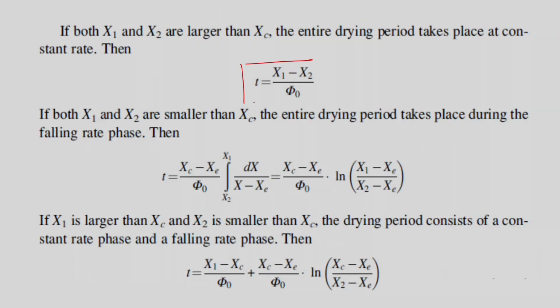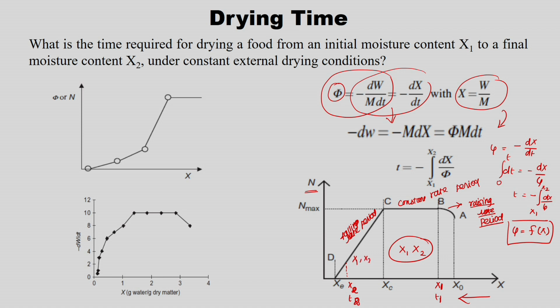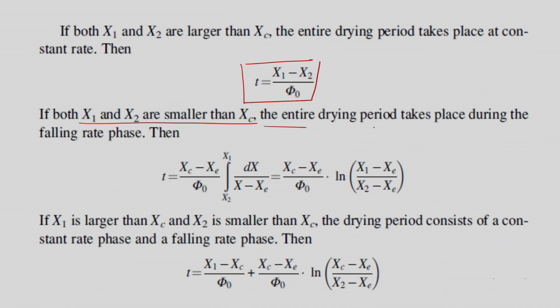The total drying time in the constant rate period is x1 minus x2 upon phi naught, where phi naught is the initial drying rate. If both x1 and x2 are smaller than xc, so here lie x1 and x2, it is in the falling rate period. The entire drying period takes place in the falling rate period, where xc is the critical moisture content, xe is the equilibrium moisture content, phi naught is the initial rate of drying, and x2 and x1 are the final and initial moisture content, with dx upon x minus xe.